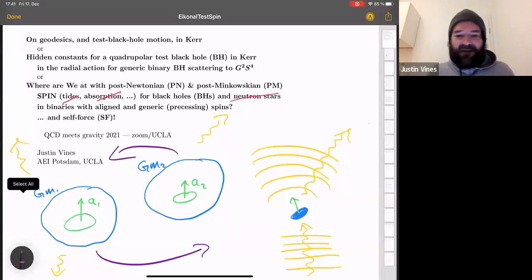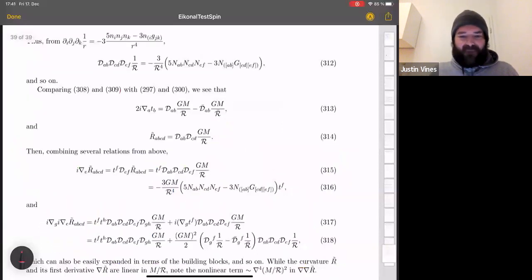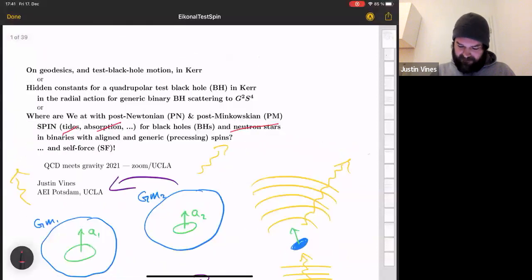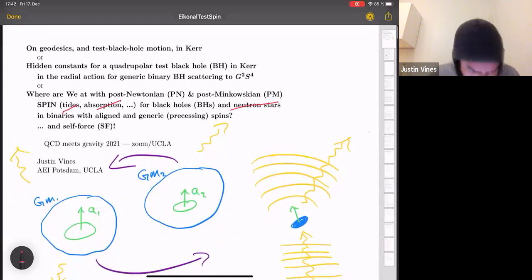So I'm going to very narrowly focus on black holes in binaries with aligned and generic precessing spins. I do want to talk about not just aligned spins. And self-force, if there's time. And all of these things are, of course, very much related.